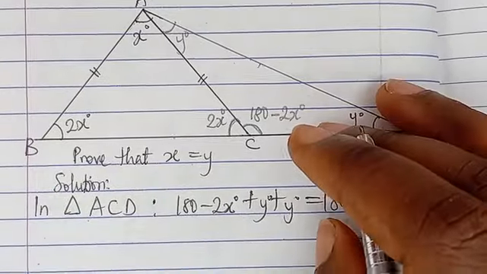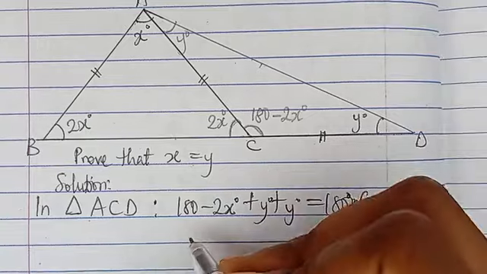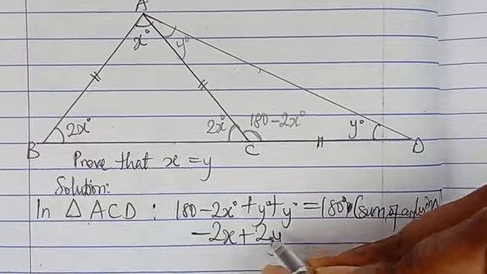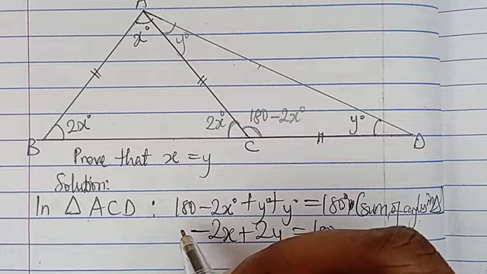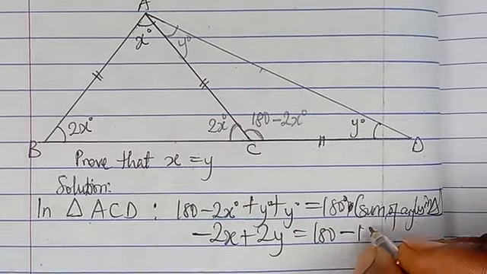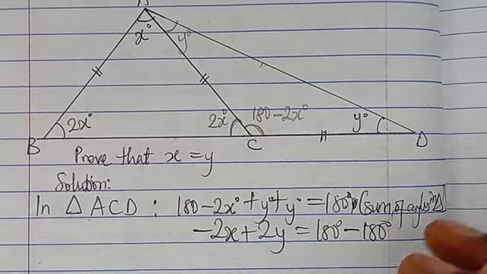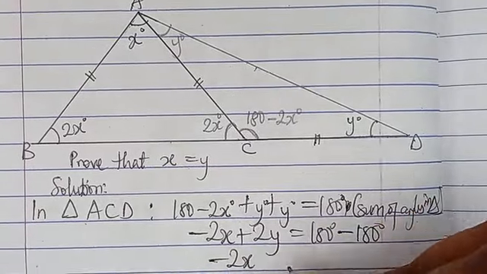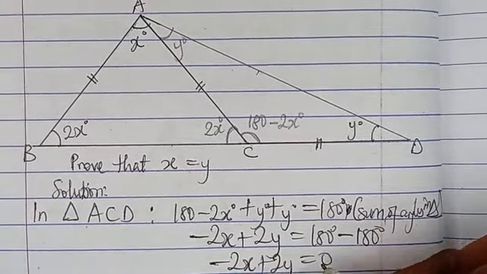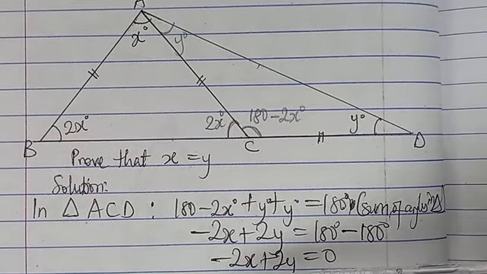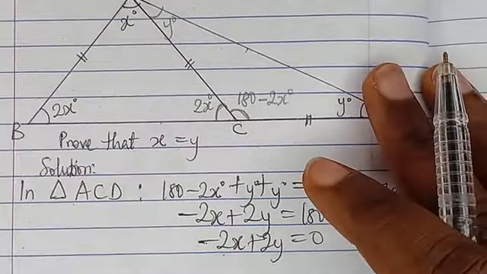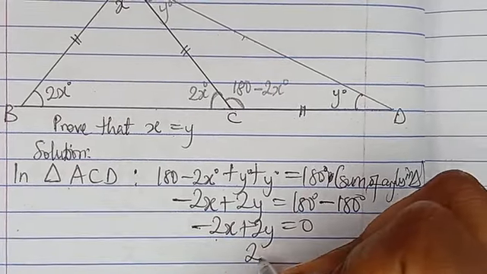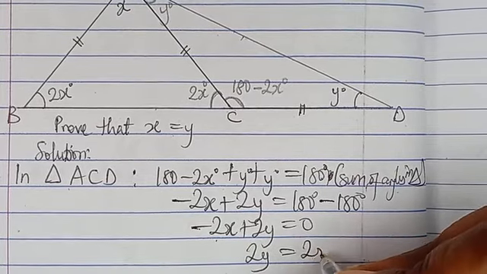So we are going to collect like terms. We have that minus 2x plus y plus y, that's 2y, is equal to 180 that is on this side. This other 180 comes here to be minus 180 degrees. So 180 minus 180 is 0. So we have that minus 2x plus 2y is equal to 0. So all we have to do is to send this negative value over to this other side. That's like saying add 2x to both sides. So we have that 2y is equal to 2x.